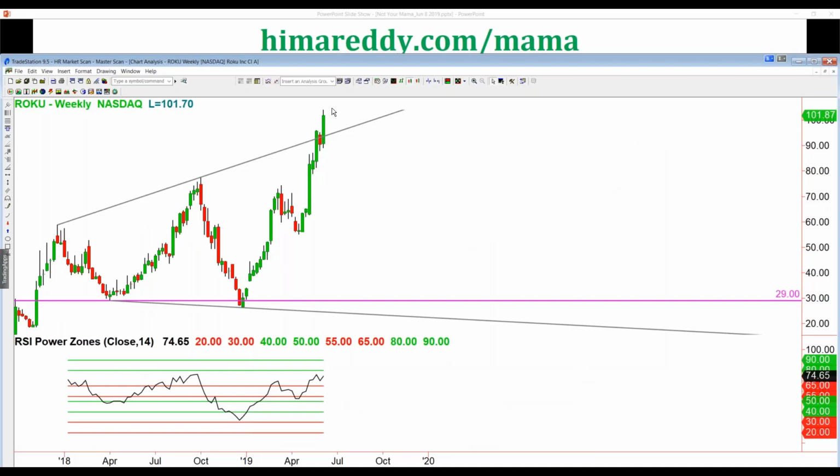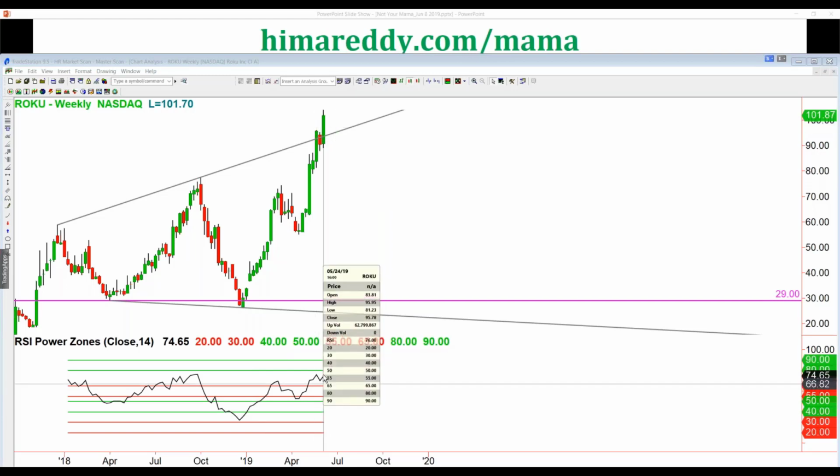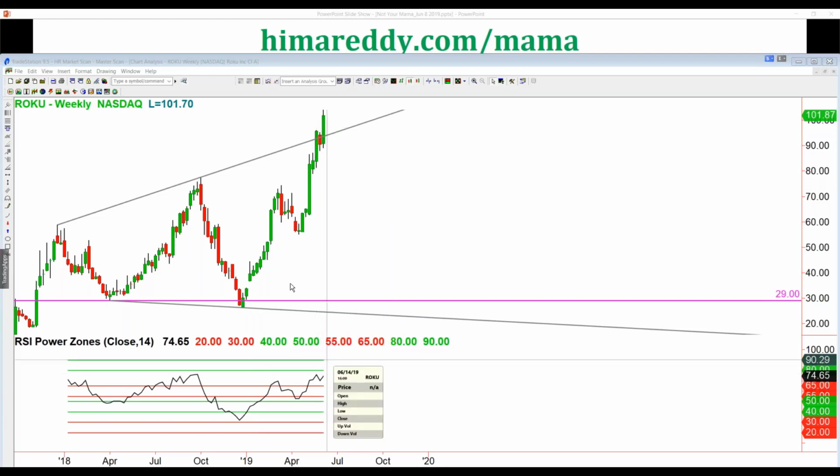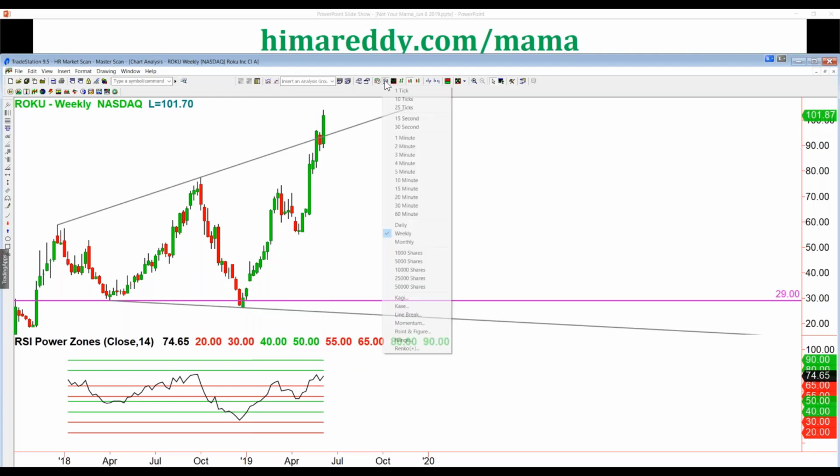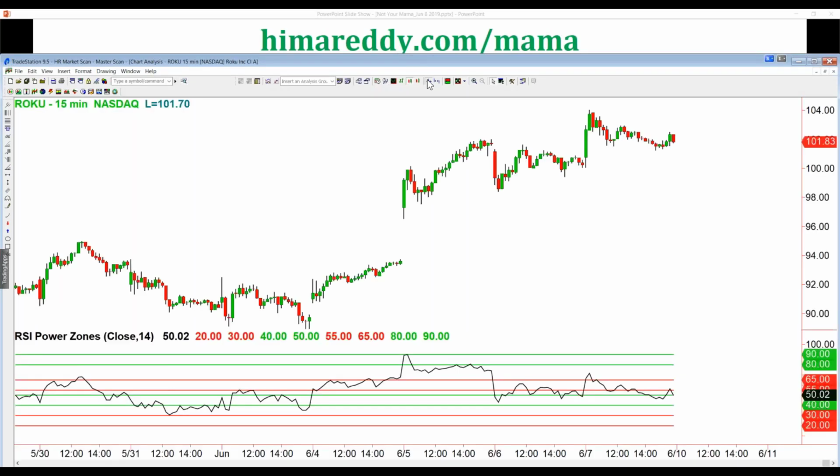Okay, this stock has been climbing higher. It's now surpassing the past weekly highs. Room to get up to the bull resistance power zone still. And now let's zoom down to a 15-minute chart.